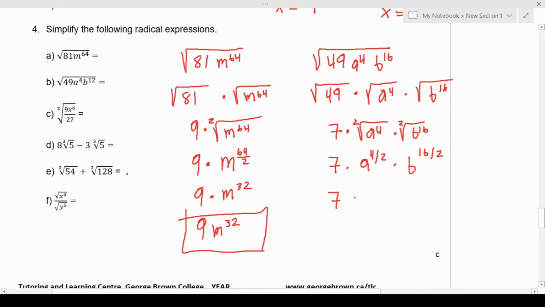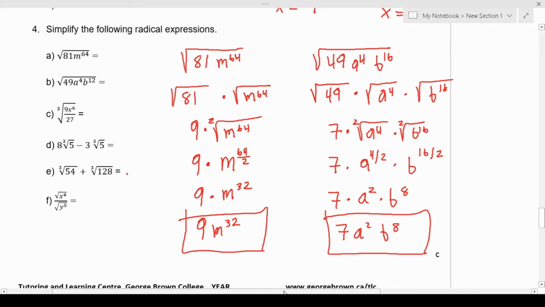So let's go ahead and simplify this. This becomes 7 times a. 4 divided by 2 is 2, times b. 16 divided by 2 is 8. So this becomes 7 times a squared times b to the 8th, all cleaned up. Okay, so that was that one.